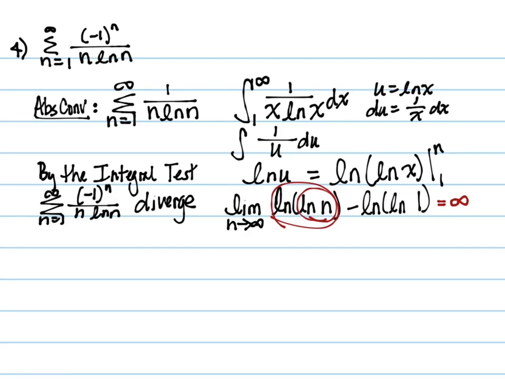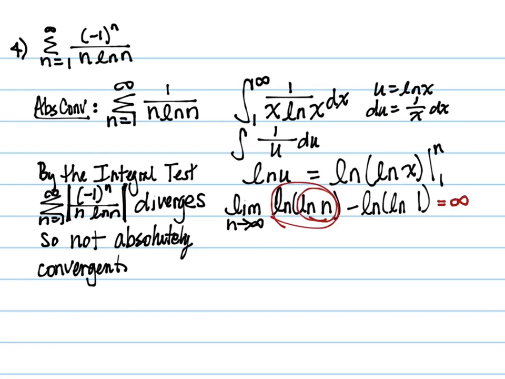Now, all that we know is that the absolute value diverges, which means it's not absolutely convergent. It doesn't tell us anything about conditional convergence. Just because it doesn't absolutely converge doesn't necessarily mean that it can't conditionally converge. So now, since we know it does not absolutely converge, we're going to test for it to be conditionally convergent. Okay, so this is conditional, before we had absolute.